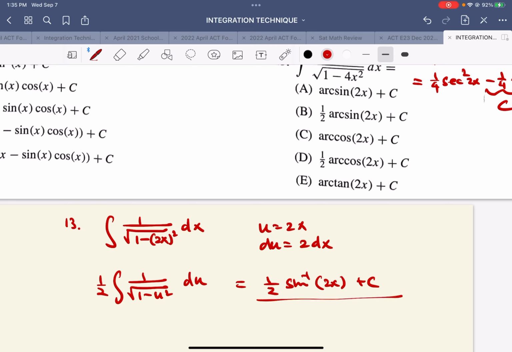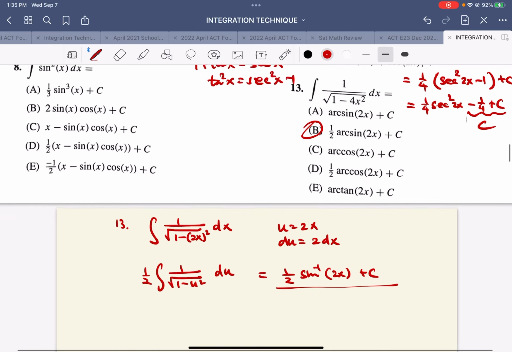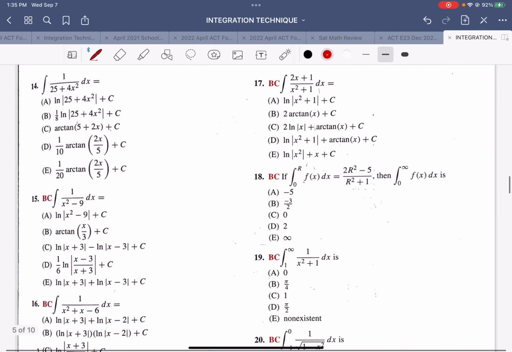So 1/2 arc sine. Yeah. So B should be the answer. Okay. Arc sine, inverse sine, same thing. Now let's move on to number 14.